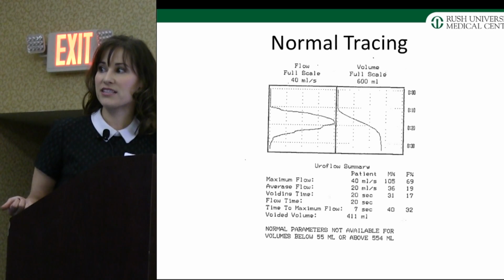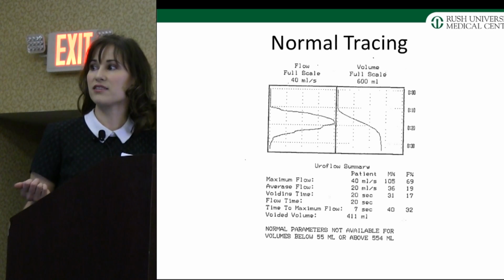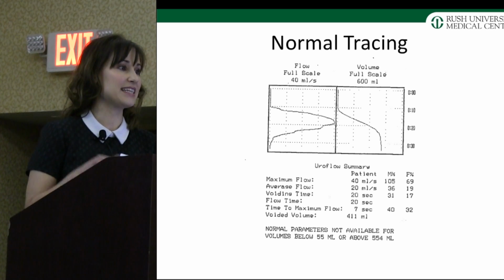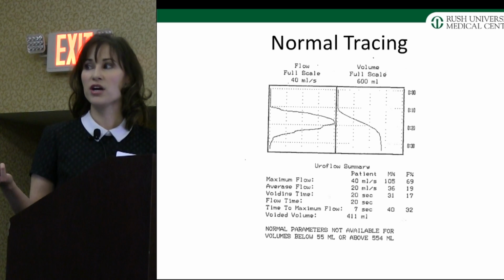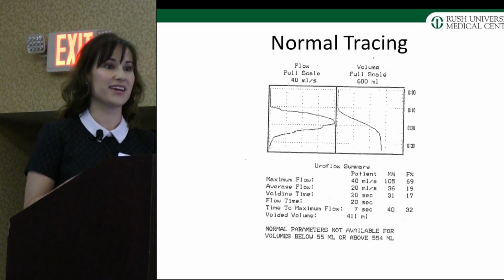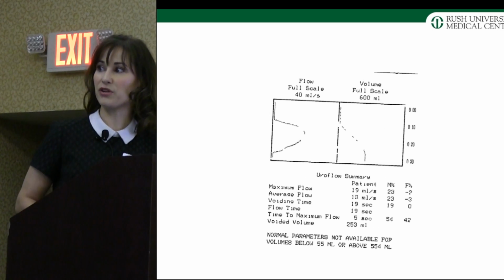So this is a normal tracing. This is a little bit more of what we might call a super flow because the maximum flow rate is 40 milliliters. So you're looking at decreased outlet resistance. This is actually a male uroflow who had a HoLEP done, so his prostate's out of the way and he's voiding pretty quick there. This is more of a normal flow.